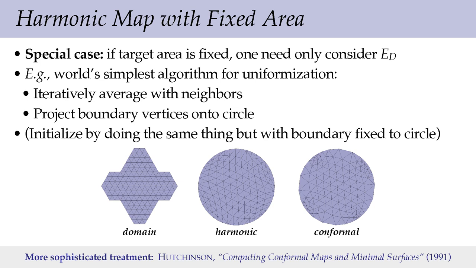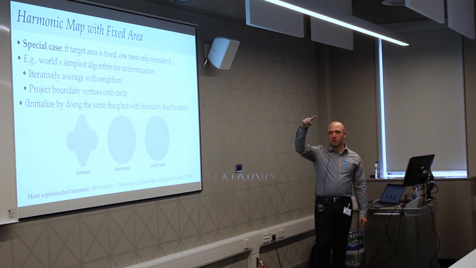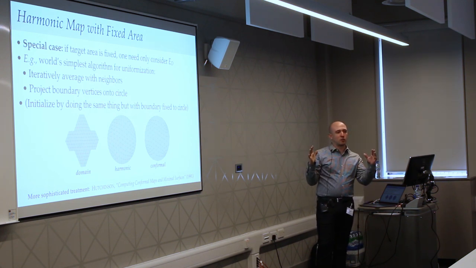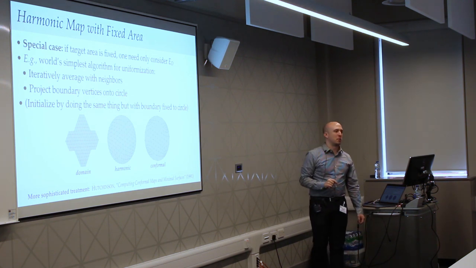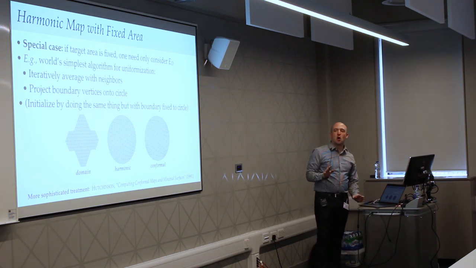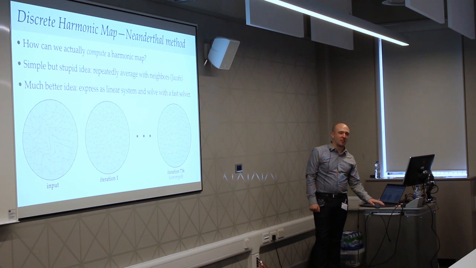What do you do? I want to map this domain to a circular disk conformally. Well, and I didn't get an opportunity to explain why this is true, but take every vertex, average it with its neighbors, everything on the boundary, project it onto the boundary, repeat. Just do this over and over and over and over again. You'll get a conformal map. You'll get a uniformization. Slow as heck, right? It might take 736 iterations to converge, but you'll get there.